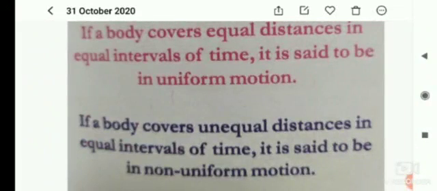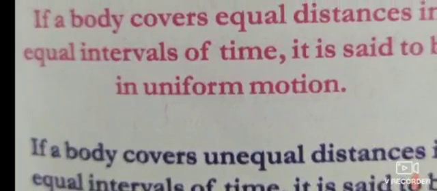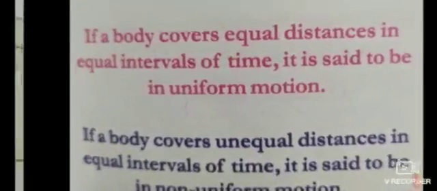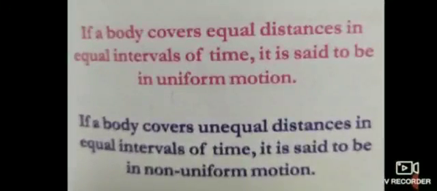Now, we define uniform motion as follows: if a body covers equal distances in equal intervals of time, it is said to be in uniform motion. Then, if a body covers unequal distances in equal intervals of time, it is said to be in non-uniform motion. Now, let us see with examples which is uniform motion and which is non-uniform motion.